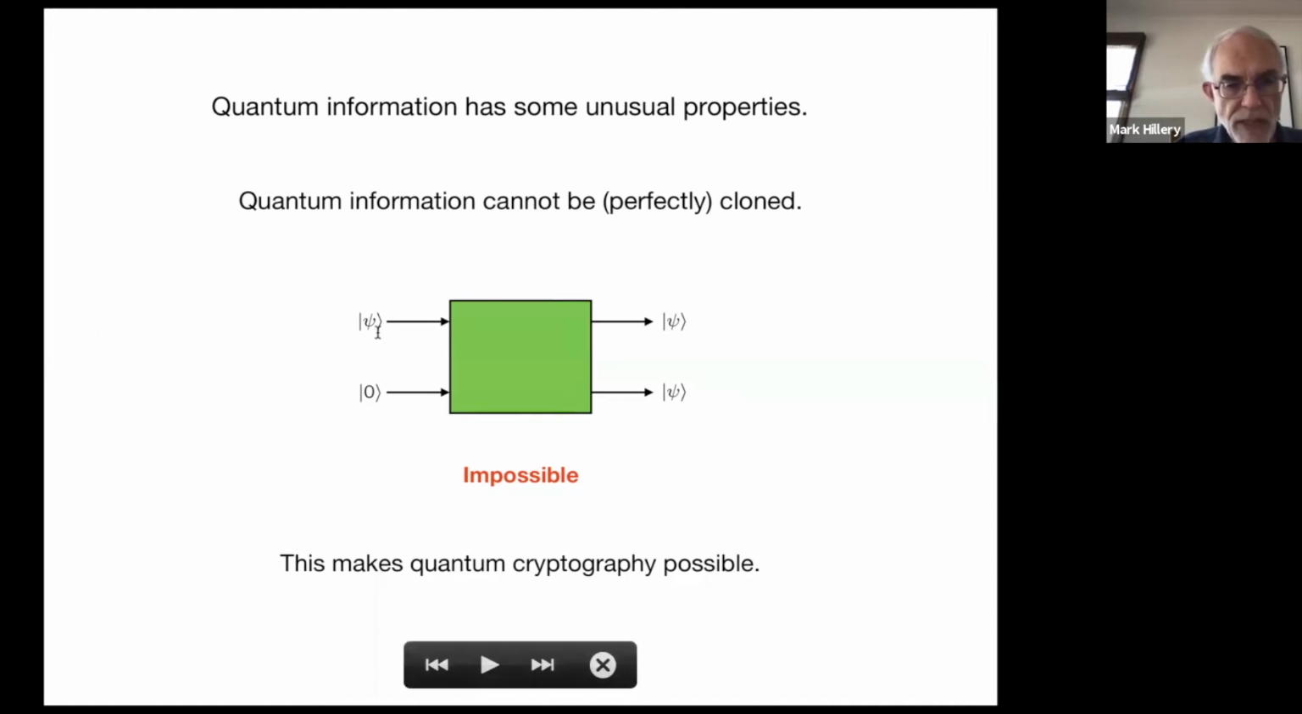Okay, so you put in a qubit in the state psi, and you put in a qubit in some reference state. The psi is the thing you want to copy. The 0 is the blank piece of paper in the copy machine. And what you'd like to get out is 2 copies of psi. And it turns out that there's this thing called the no cloning theorem, which shows that this operation is impossible. Okay, the way it was discovered is kind of amusing.